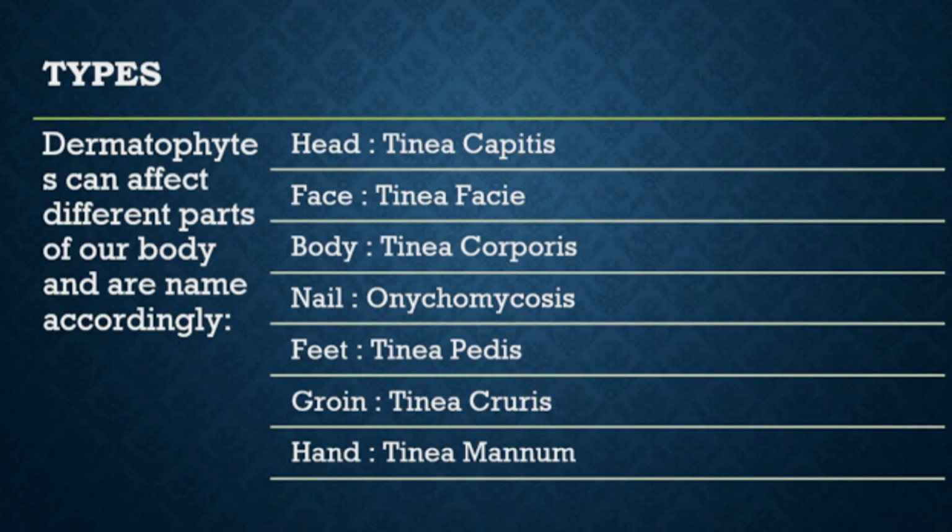The dermatophytes can affect different parts of our body and we can name them accordingly. For example, if it affects our head, we call it tinea capitis. Similarly, tinea faciei on the face, tinea corporis on the body, onychomycosis in the nail, tinea pedis on the feet, tinea cruris in the groin, as well as tinea manuum on the hands.